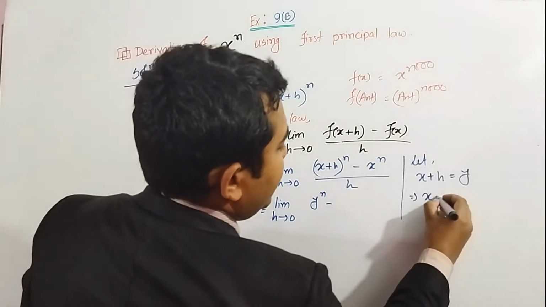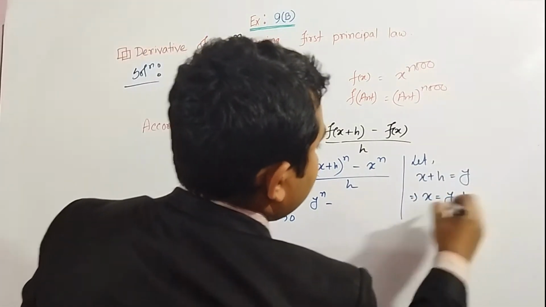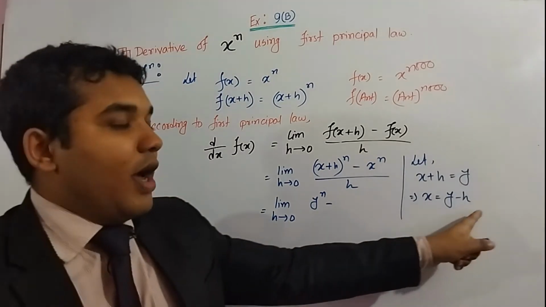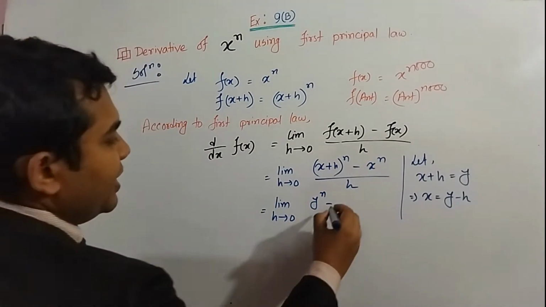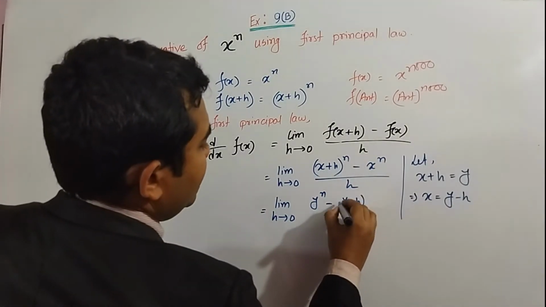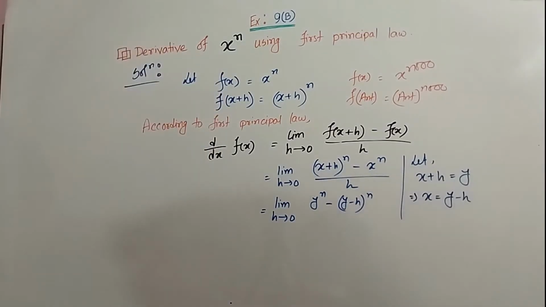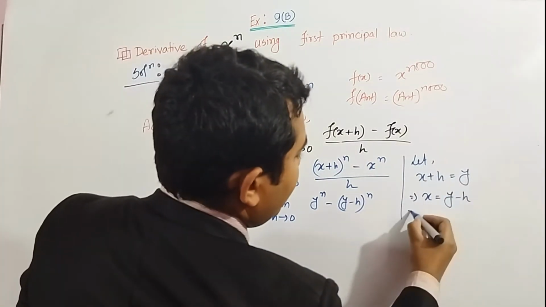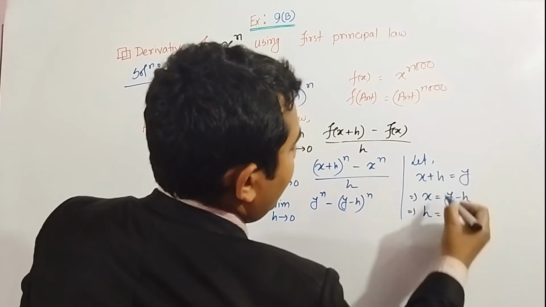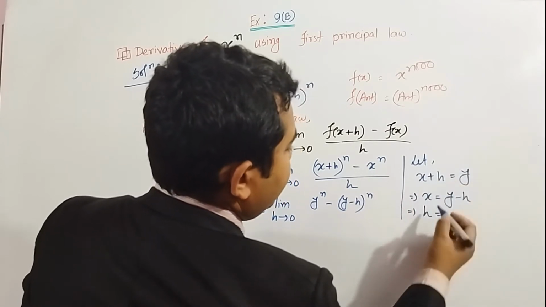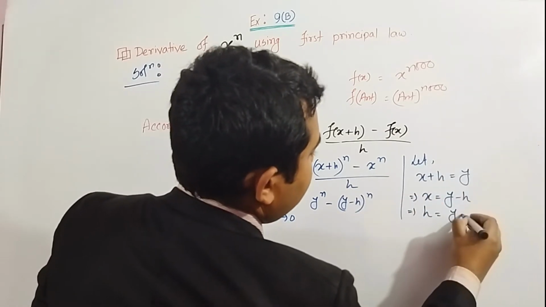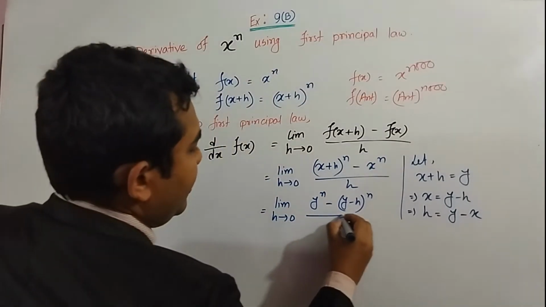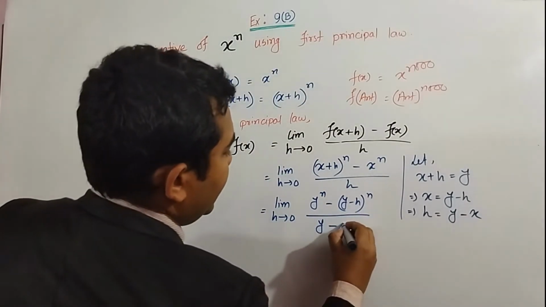So what can be written at the place of x? At the place of x we can write y minus h. So we can write here (y minus h) to the power n. Okay, so this can be written. In the same way, if we are trying to focus on finding the value of h, then what can we write? It should be y minus x. So here we are going for y minus x.